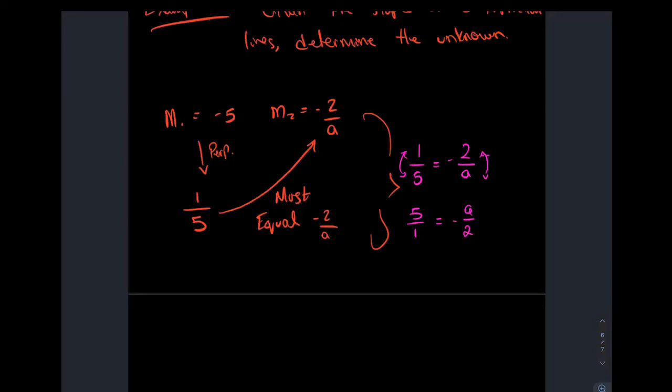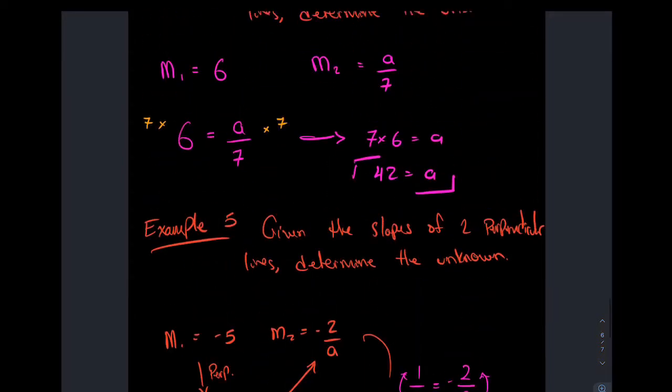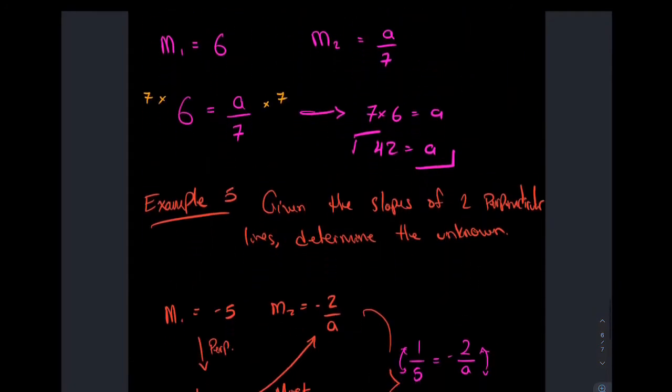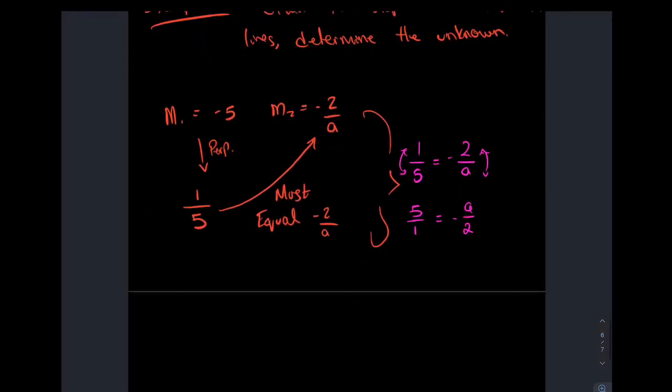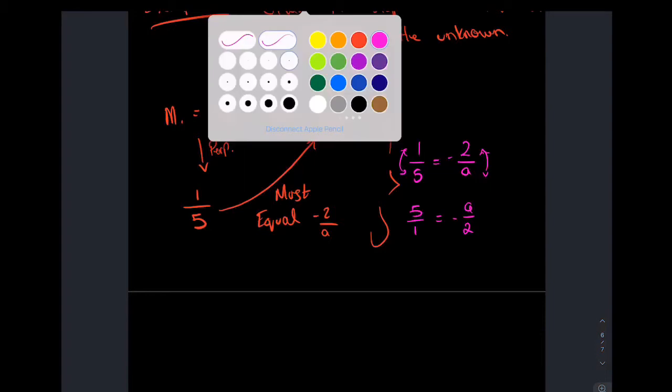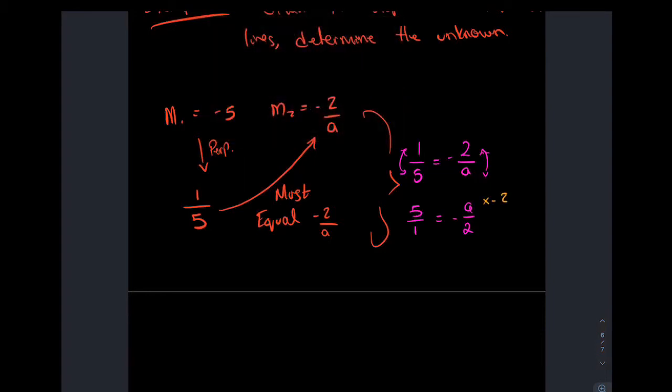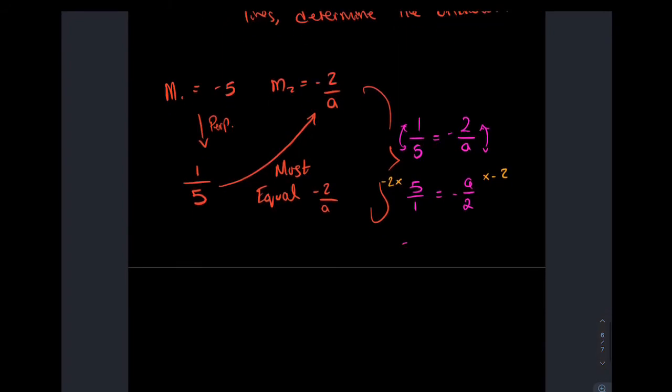And now we just need to solve for A. Very similar to up here, right? So right now A is being divided by -2. So let's multiply by -2 times -2, and then we do that on both sides, and what do we get? Well, we get -10 equals A, and that's it.